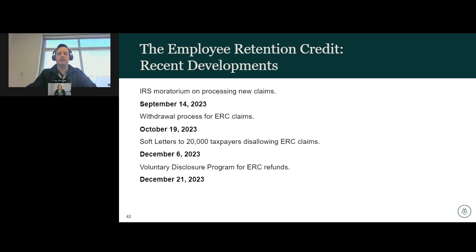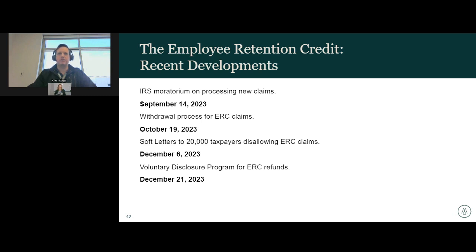So if you had a claim still pending and you're still expecting a refund, you could send them a notice indicating that you are withdrawing that claim. You no longer want that money for whatever reason you decide. And then in December, they issued about 20,000 what they call soft letters to taxpayers.